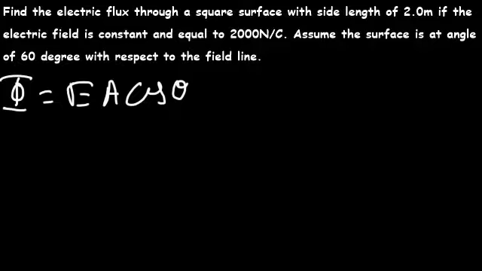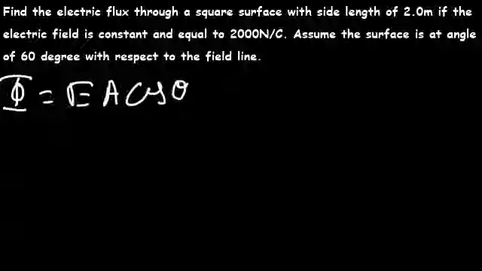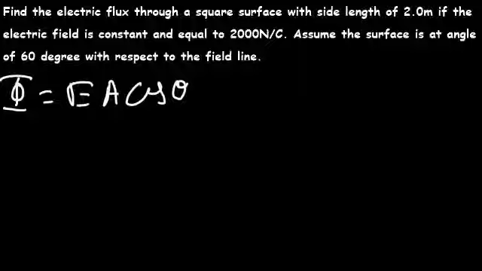Assume the surface is at an angle of 60 degrees with respect to the field line. Remember, you have to use the angle between the normal to the surface and the field line. But in this one, it is the surface itself and the field line. When this takes place, the angle between the surface and the field line and the angle between the normal to the surface and the field line are complementary. So if you are given the angle between the surface and the field line, you just need to subtract that angle from 90 to get your actual angle, which is the angle between the normal to the surface and the field line. Am I communicating?